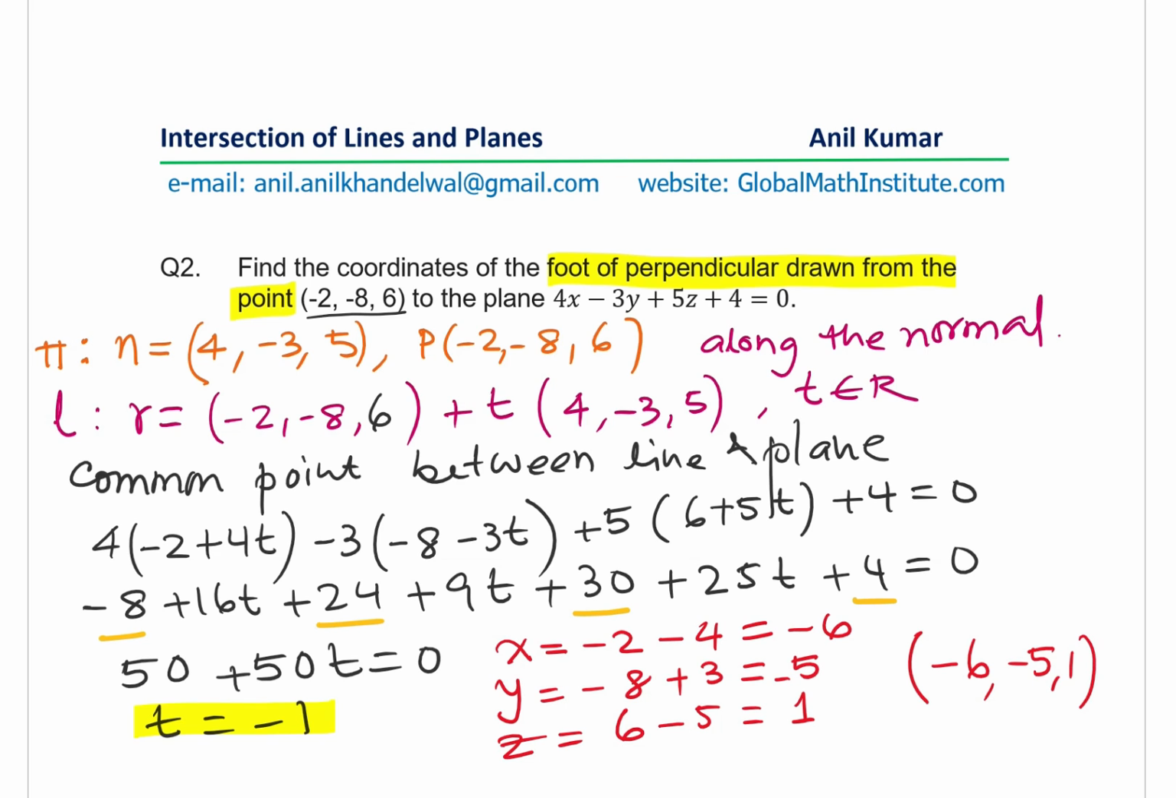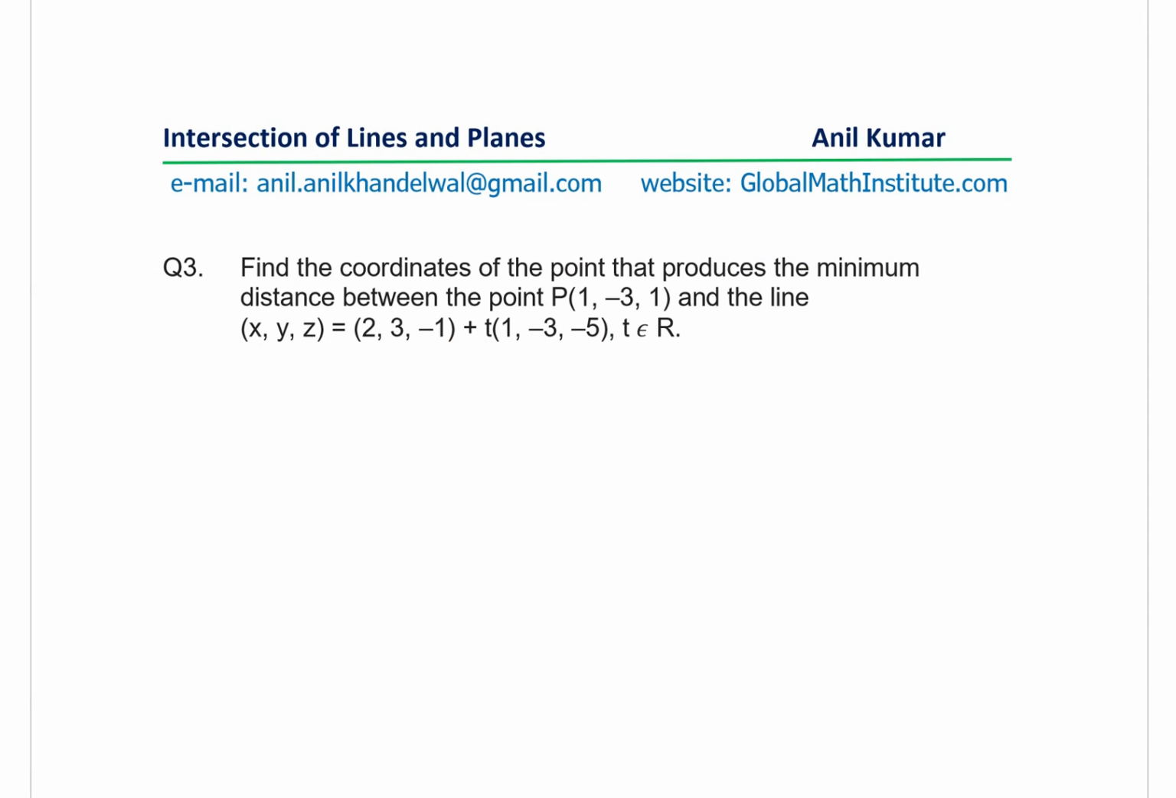Is that clear to you? So that is how we are going to solve this particular question. Now let's look into the last question here, which is, find the coordinates of the point that produces the minimum distance between the point and the line.